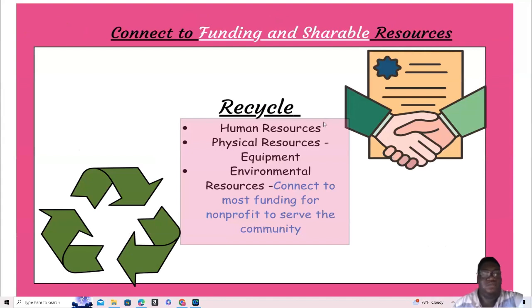Some ways to ease our financial responsibility is by connecting to funding and shareable resources. These resources include human resources, physical resources such as equipment, and environmental resources, which is connecting to the most funding for nonprofits to serve the wider community. These resources can be recycled over and over again between new students and students that have gone into successful careers.